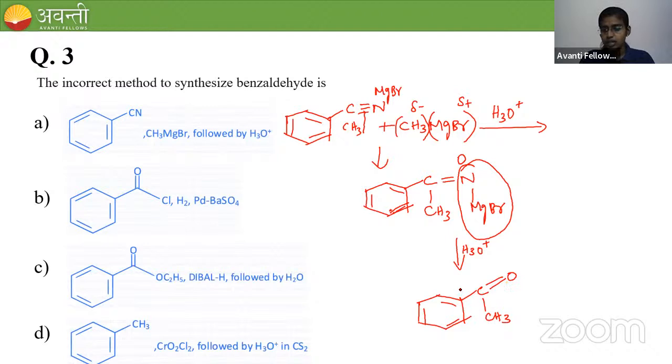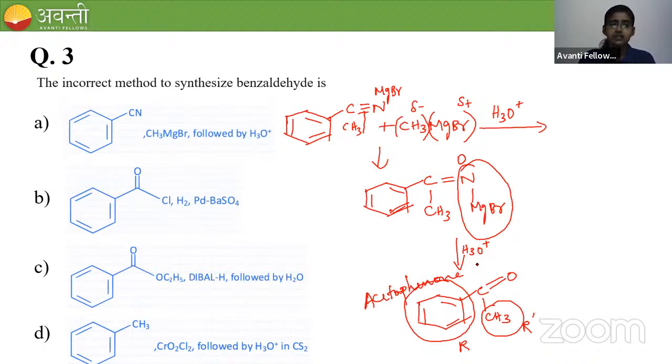So what is this? This is a ketone, right? This is the R group, R, C double bond O, and this is the R dash. One is phenyl and the other alkyl group is methyl. So RCOR dash is the ketone. This method is used for the preparation of ketone, so it is not the correct method to synthesize the aldehyde, that is benzaldehyde. The name of this ketone is acetophenone. And this is the incorrect method to prepare benzaldehyde, which is the correct answer for this question.